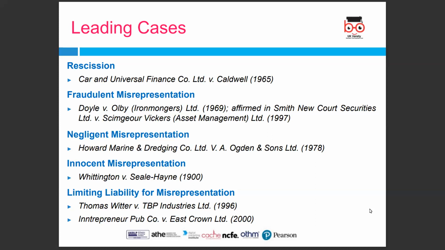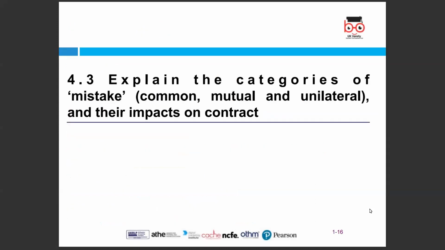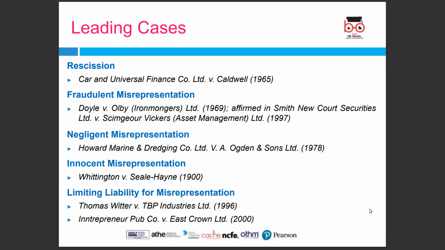And then limited liability for misrepresentation, which is the case of Thomas Witter and TBP Industries Limited, 1996, which I went through briefly, and Entrepreneur Pub Company and East Crown Limited, 2000. So have a look at these cases in regards to misrepresentation. They will help you towards completing your assignment and also looking at the different types of misrepresentation.